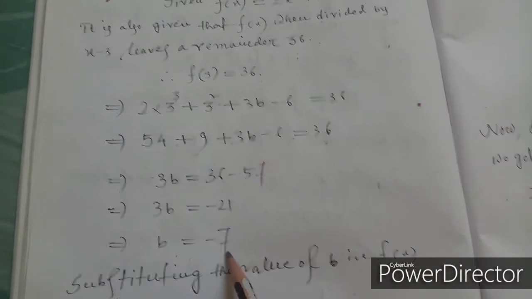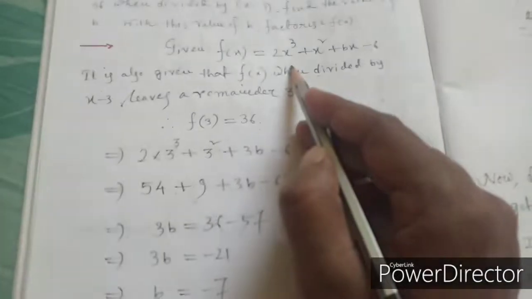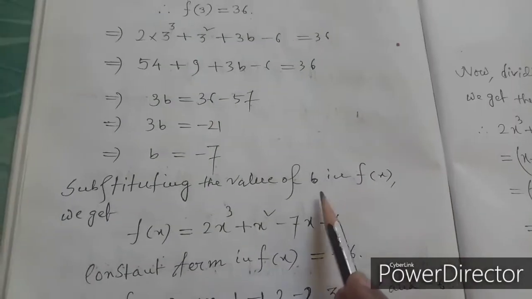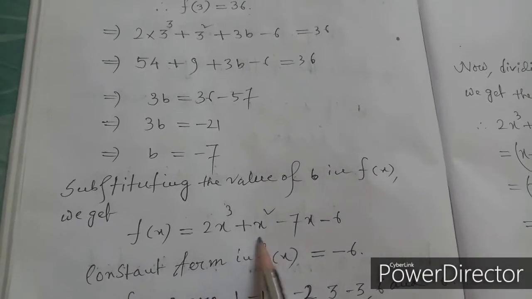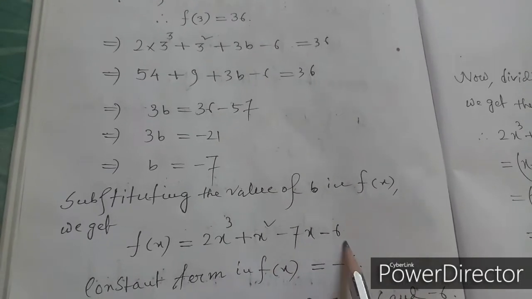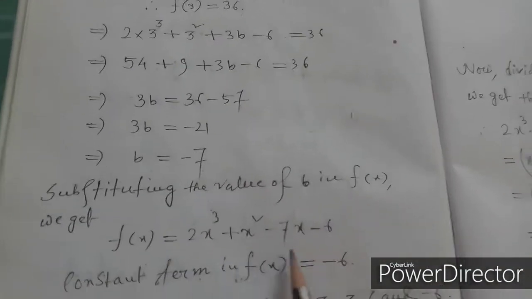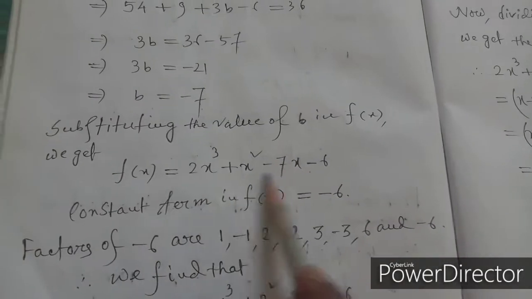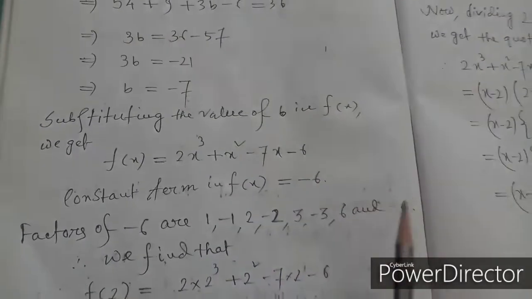So now the first part is done. Now put this b equal to minus 7 in this f(x). Substituting the value of b in f(x), we get f(x) equals 2x cube plus x square minus 7x minus 6. Since look at that, there is plus bx, so instead of b, we put minus 7. So how much is it? Minus 7x. Got it? Now in this f(x), what is the constant term? This minus 6. Minus 6 is the constant term.